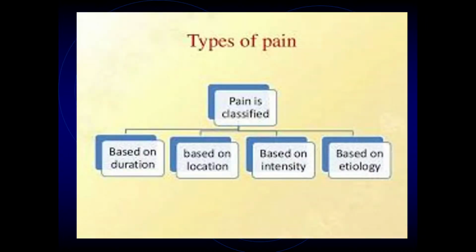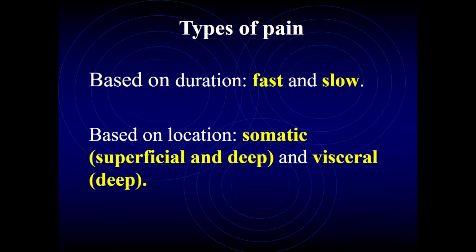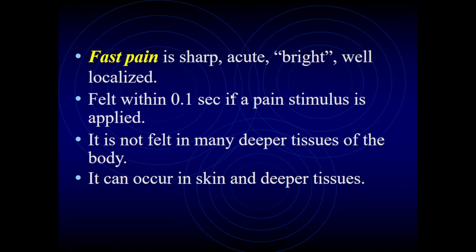How can we classify pain? Pain is classified based on duration, based on location, based on intensity, and based on etiology. The first classification is based on duration. Pain can be fast and slow. Fast pain is sharp, acute, bright, well localized.